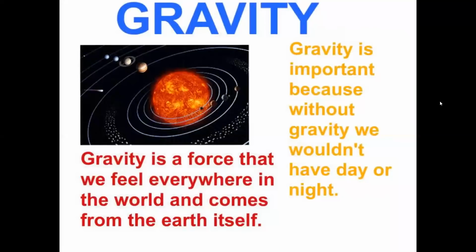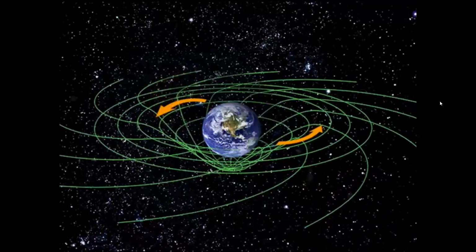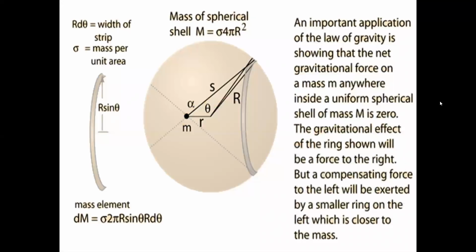Gravity is a force that we feel everywhere in the world that comes from the Earth itself. Gravity is important because without gravity, we wouldn't have day or night. So the forces at play here become even more dynamic because now we see the forces of both gravity and magnetism. And actually, it's electromagnetism because, again, we deal with the electrons.